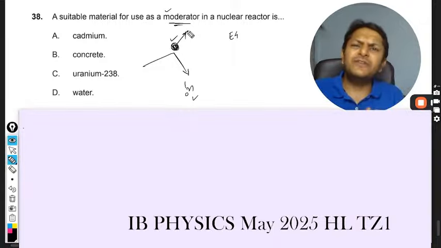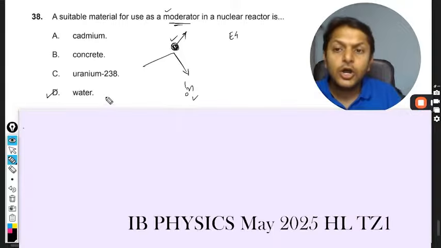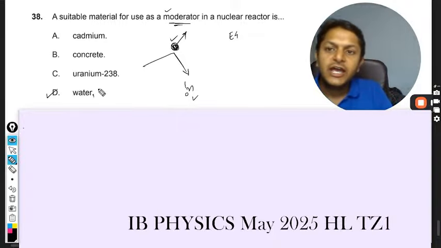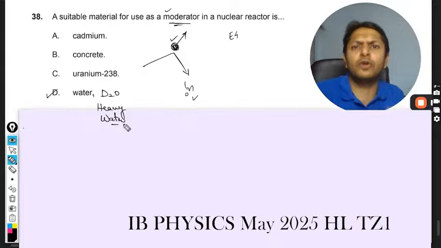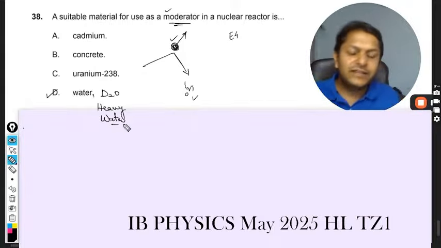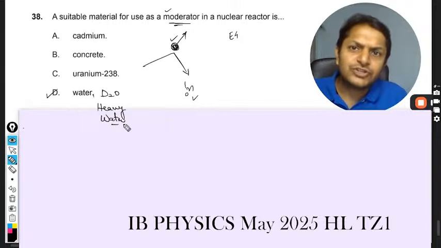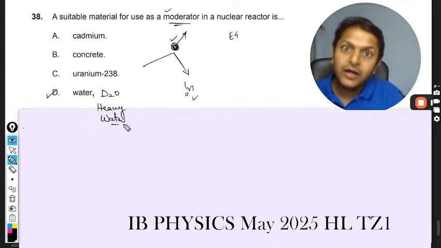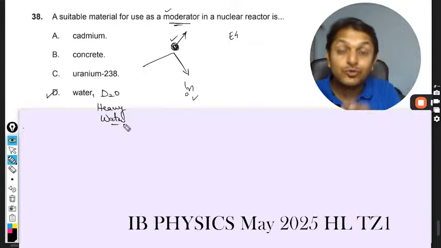Now, the moderator will essentially be a liquid. Usually it is either ordinary water, or you can use heavy water, that is D2O, using deuterium. It is known as heavy water. Heavy water is very popular as a moderator. As an Indian, I can tell you the first nuclear reactor given to India, by Canada, was named Cyrus, and that nuclear reactor was using D2O as the heavy water.